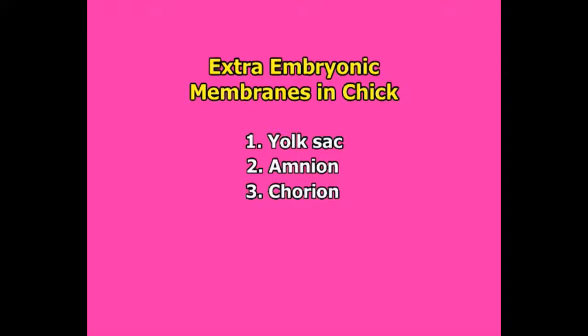These are mainly four types. They are yolk sac, amnion, chorion and allantois. We would be discussing the development of each of these in detail. Starting with development of yolk sac.